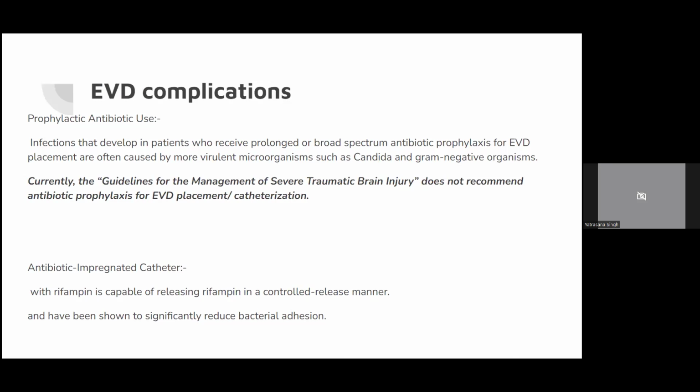However, antibiotic-impregnated catheters with rifampin have been shown to significantly reduce bacterial adhesion. The rate of infection was 3.6% in a study with antimicrobial-impregnated catheter insertion, as opposed to 13.7% in a standard catheter group, which shows that there is some level of improvement and decrease in infections associated with the antibiotic-impregnated catheter.